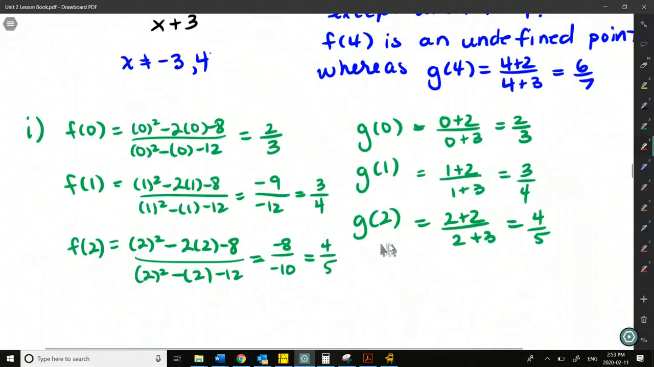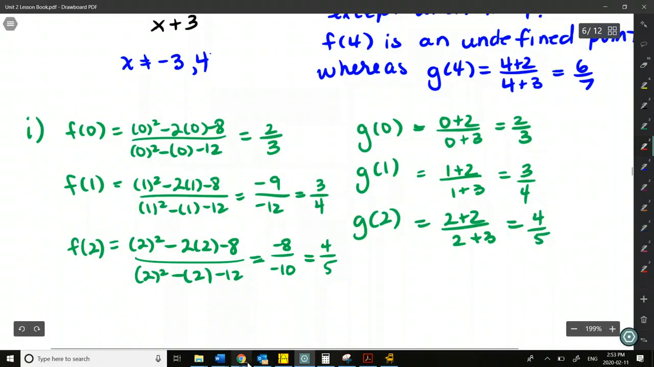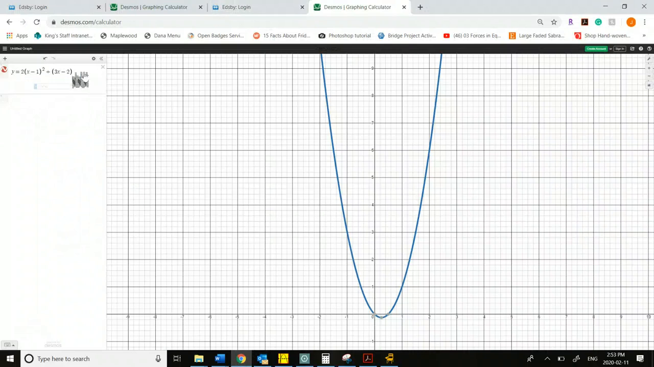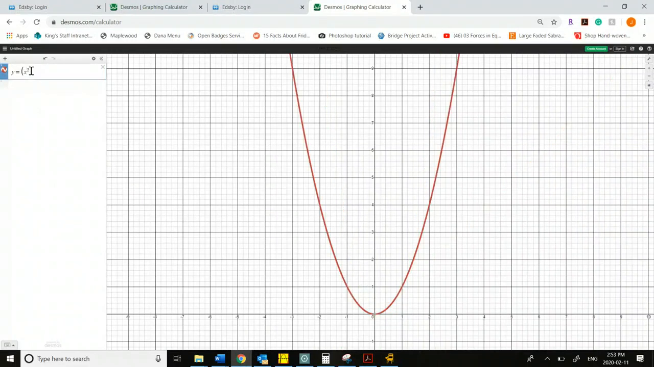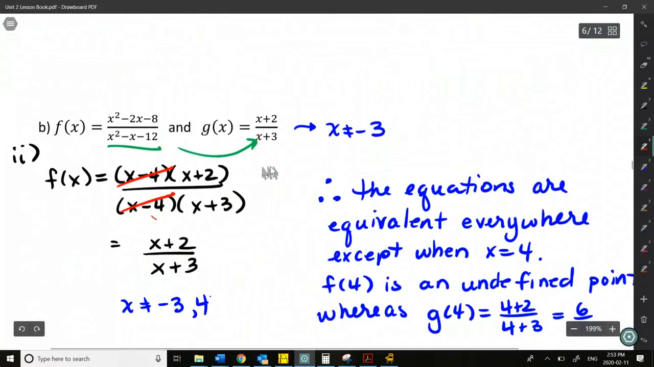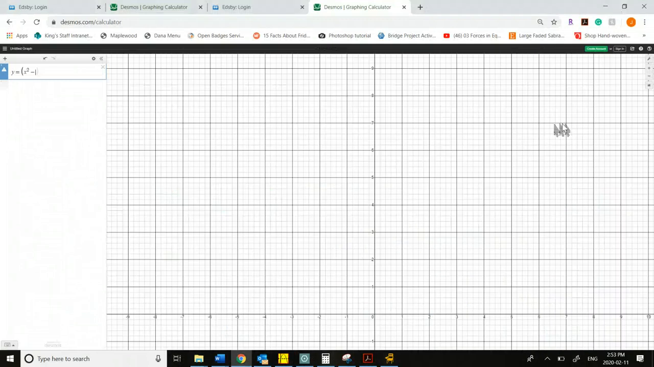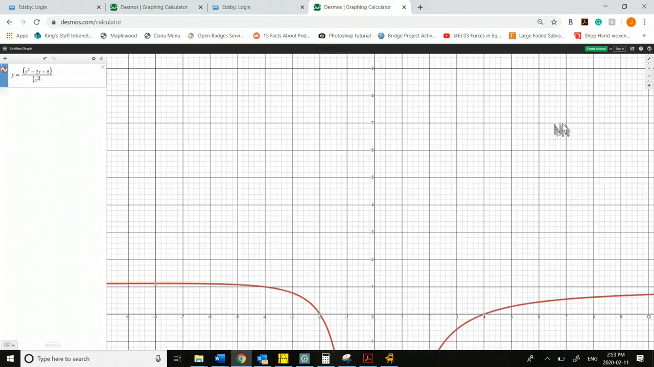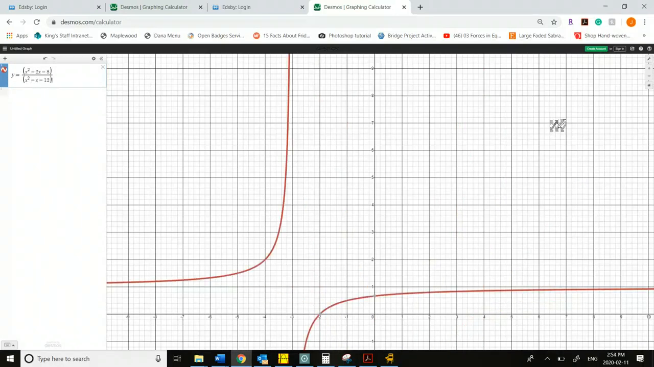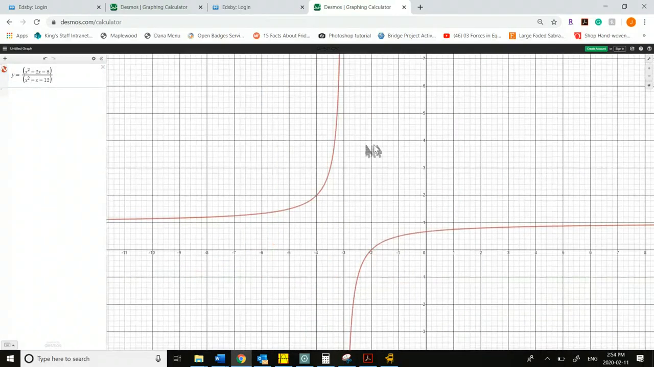So the final thing that we would check here is, again, the graphs of both of these. So let's just take a look. I actually had this graphed before. Remind me what that equation was. Okay, so this is the one that we were looking at before. We're going to double check it with g at x. So that was x plus 3, was it, on top? X plus 2 on top.